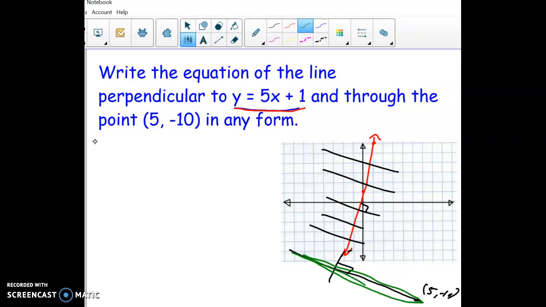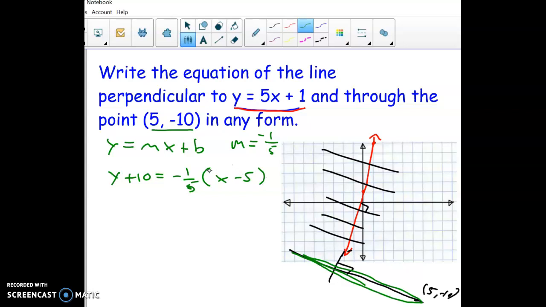And so the key is this is a new mx plus b line. All right, and so the trick is the slope we know has to be, if it's perpendicular, we're going to flip it and make it negative, so negative 1/5. And then since we have this point, I'm going to write it in point slope first and convert it to mx plus b. So I'm going to do y plus 10 equals slope negative 1/5 times x minus 5.